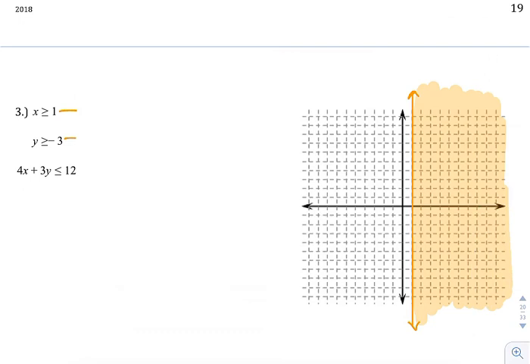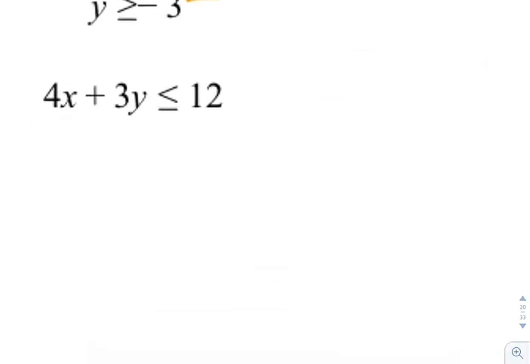Okay, how about your second one? Y is greater than or equal to negative 3. So where is y equal to negative 3? Right down here. And it too is a solid line. And if we want the y values greater than, that would be everything above your line. You can plug in a test point, but if it's just talking about y, which direction is y greater than negative 3? Above.